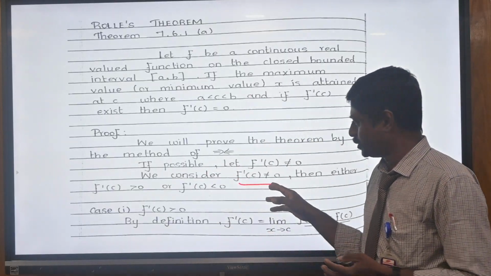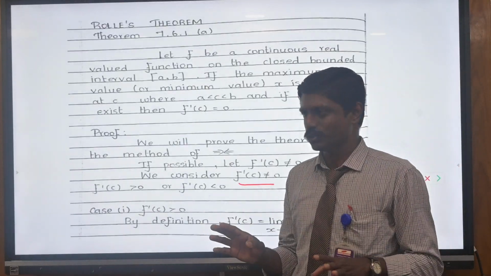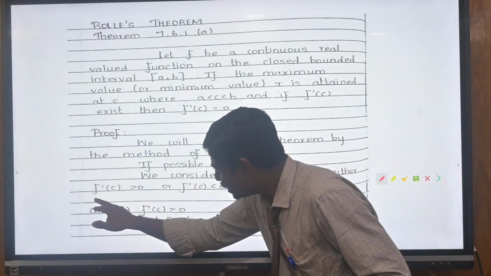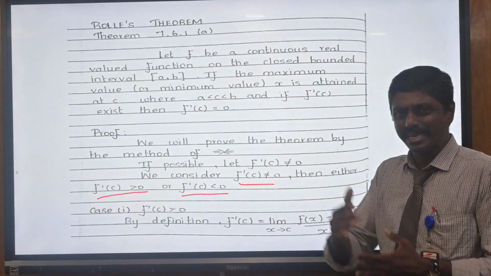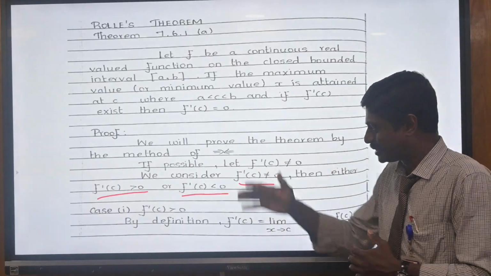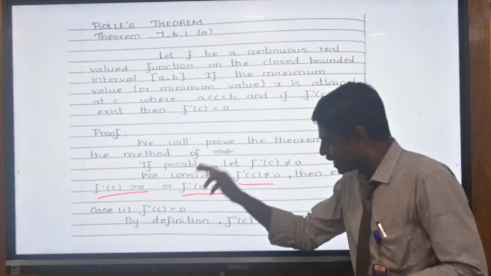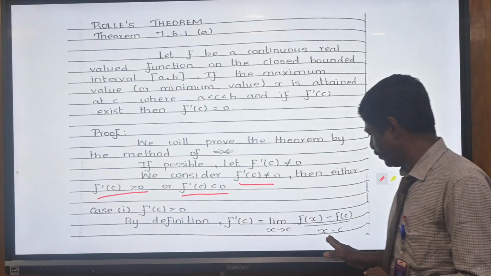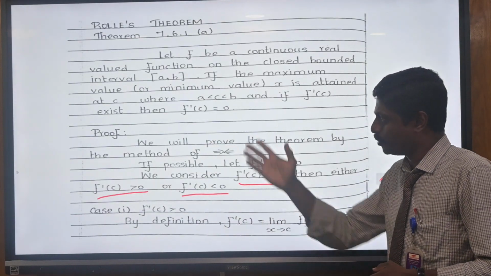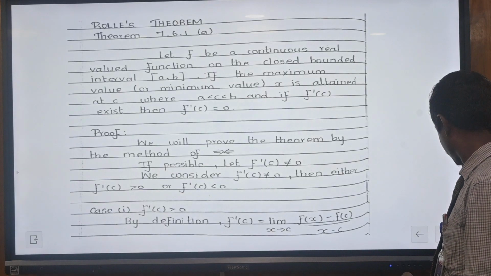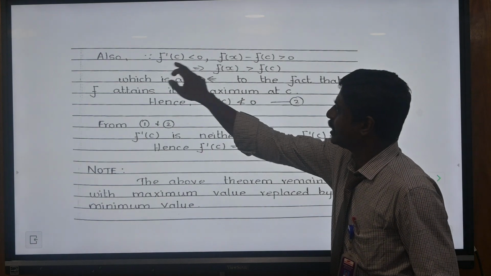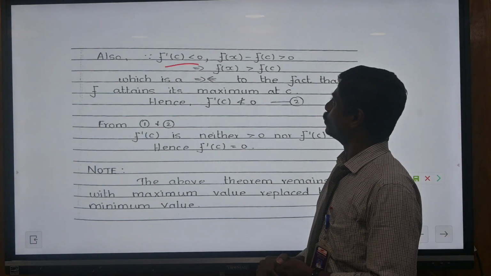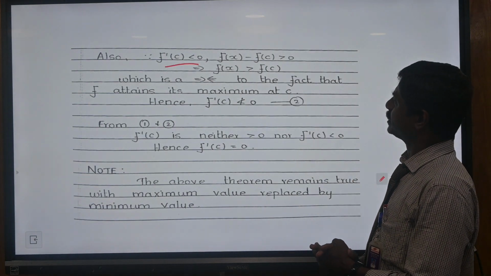So we already assume f dash of c is not equal to 0. So what are the other two possibilities? Either f dash of c is greater than 0 or f dash of c is less than 0. We can discuss them as case 1 and case 2. First I assume case 1, f dash of c greater than 0, by the definition of derivative. You know the definition of derivative, I told you many times. Okay, first we consider f dash of c less than 0. So f of x minus f of c is less than 0.